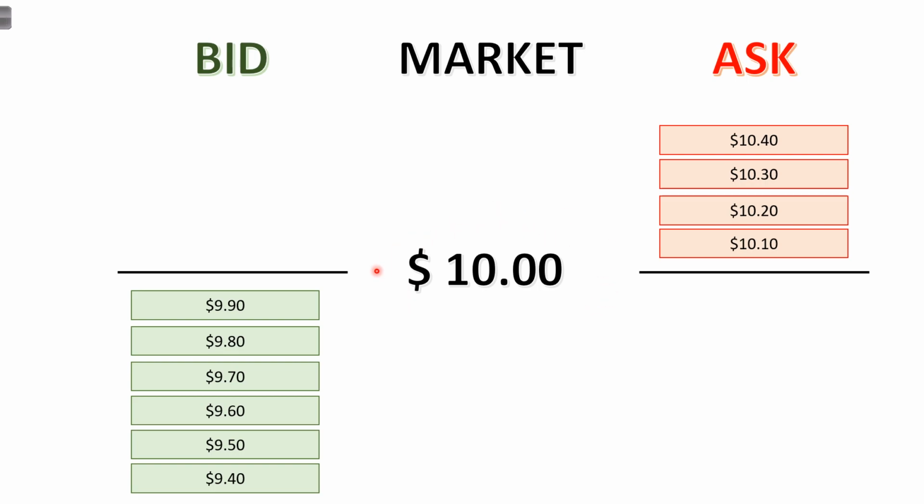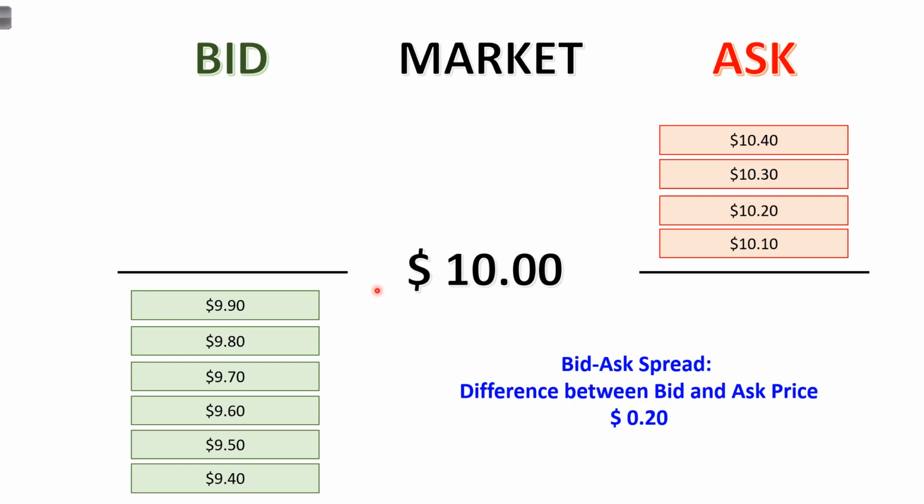Then how does the market price come about? It is taken from the midpoint of the highest bid price and the lowest ask price. And therefore, this difference between the bid and ask price, we call the bid-ask spread. In this particular case, the stock has a bid-ask spread of 20 cents. And here comes the supply and demand.